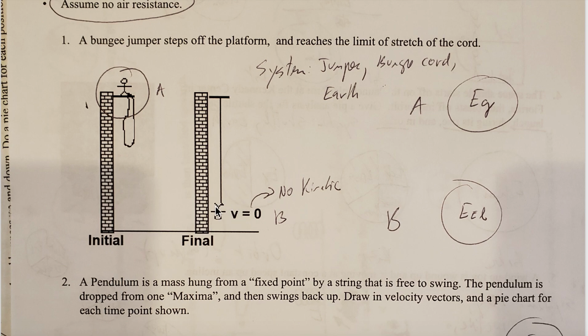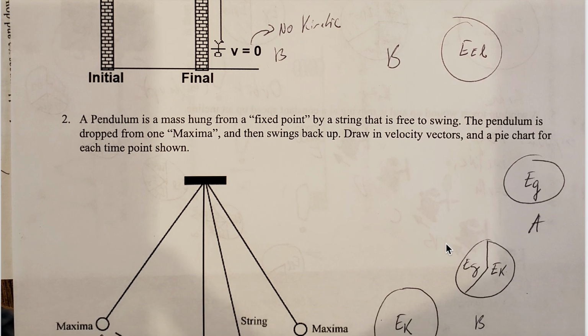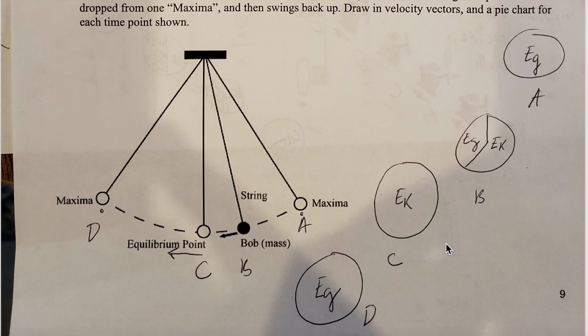In the second one, the bungee cord is stretched to its limit, and it is about to spring back up into the air. So this would be 100% elastic energy. He's not meant to have any kinetic energy during either of those. Okay, so here's the second one.